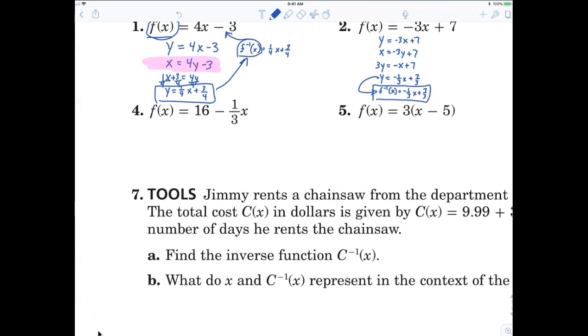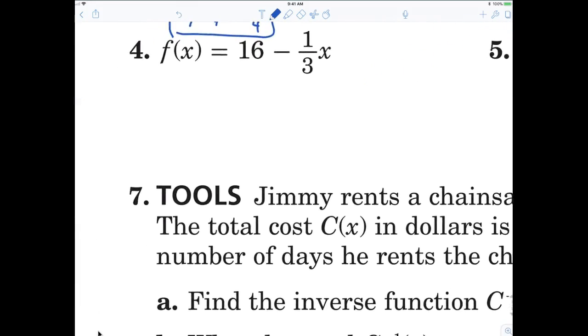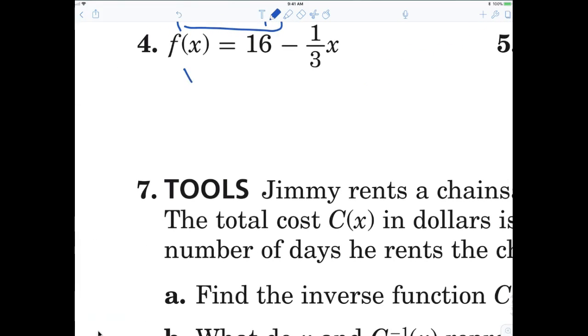Let's do a couple more. Number 4. All right? So for number 4, we're going to write x equals 16 minus 1/3 y. Is everybody good? So should I move the y or should I move the x? Move the y. So it's going to be 1/3 y equals. Now, did I have to move the x? Yes. So it's negative x plus 16. Now, how do I get rid of 1/3?